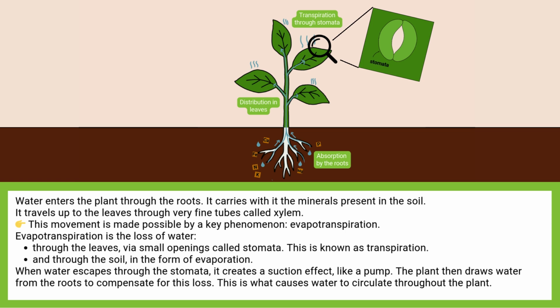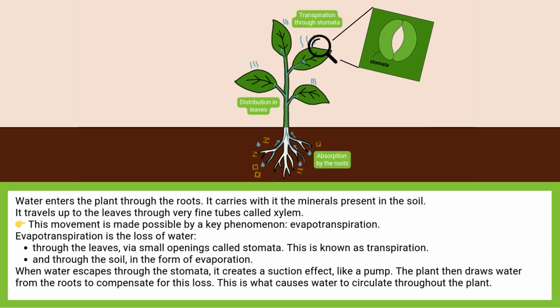Water enters the plant through the roots. It carries with it the minerals present in the soil. It travels up to the leaves through very fine tubes called xylem. This movement is made possible by a key phenomenon: evapotranspiration. Evapotranspiration is the loss of water through the leaves via small openings called stomata.